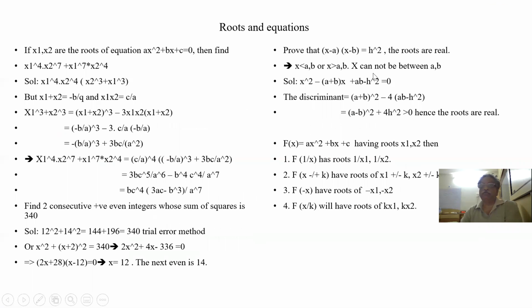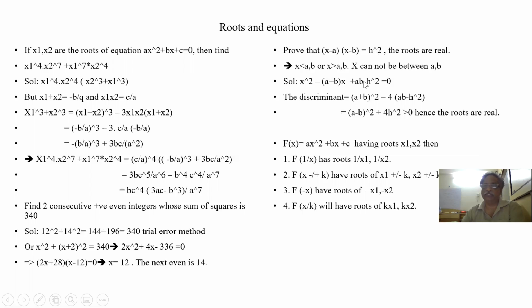So we have to prove that (x minus a)(x minus b) equals h squared, and all the roots are real. Let us say a and b are the roots. So the equation is x squared minus (a plus b)x plus ab minus h squared, and this is c.